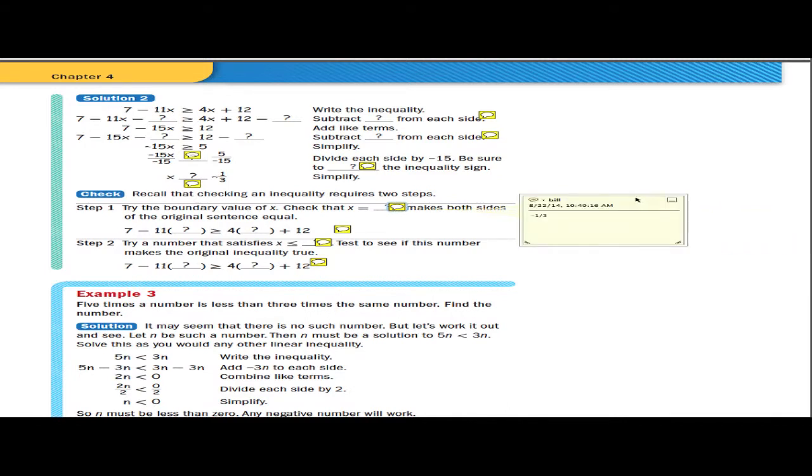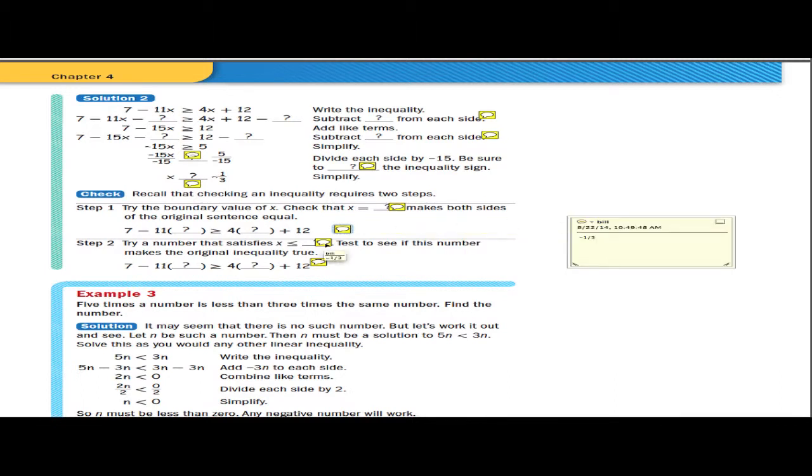So we want to see, does x equal negative 1/3 work to make this true? So we put negative 1/3 into here. So 7 minus 11 times negative 1/3 is greater than or equal to, in this case we want equal to, 4 times negative 1/3. And we can indeed see that that's true.